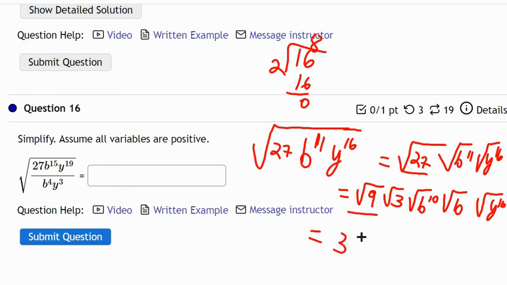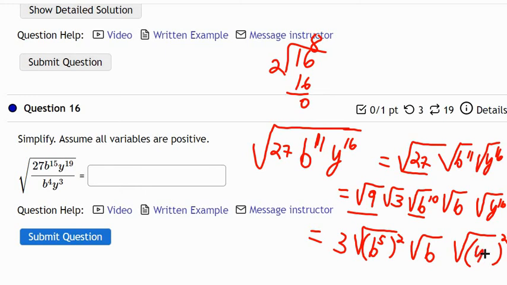The square root of 9 is 3. The square root of b to the 10th. Well, it turns out that in order to do that, we rewrite it as a square of some power of b. And the power of b I squared to get b to the 10th is b to the 5th, 10 divided by 2. Still got the square root of b there. And for the y to the 16th, what I have to square to get y to the 16th is 16 divided by 2, y to the 8th.